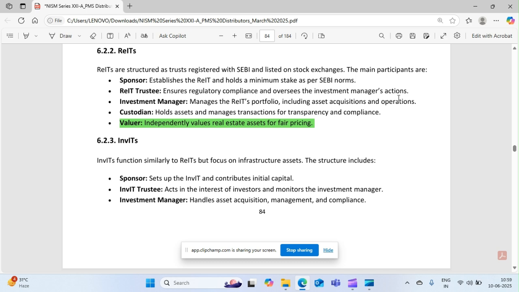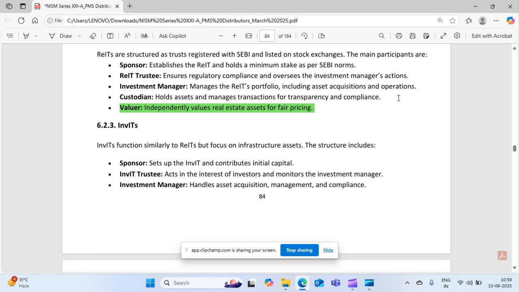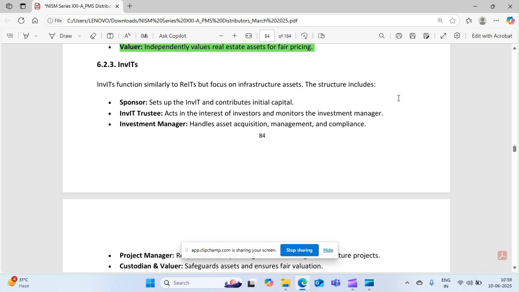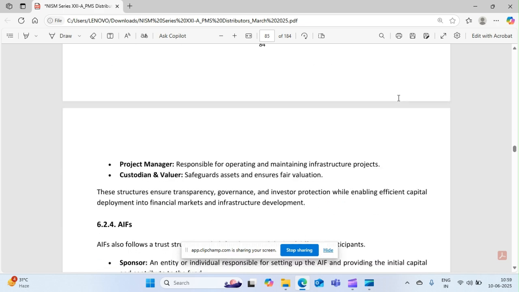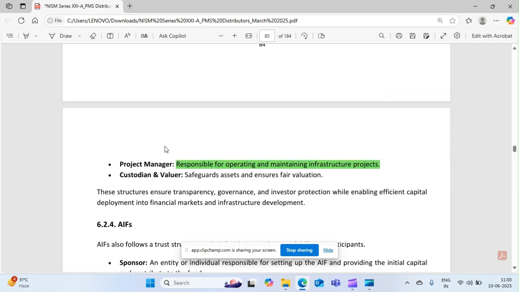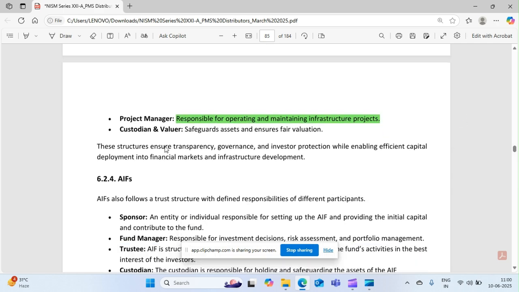So that's where this is important, that there should be a valuer in InvITs. They have a sponsor, trustee, investment manager, custodian, and valuer, and there is a project manager. Okay, so this project manager is responsible for operating and maintaining infrastructure. This is one key difference that you will come across. These structures ensure transparency, governance, and investor protection.